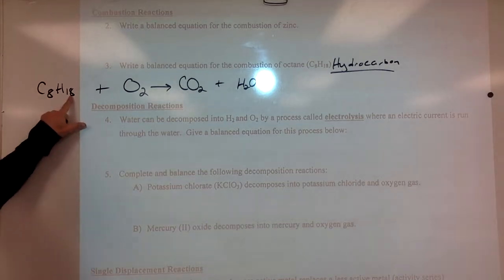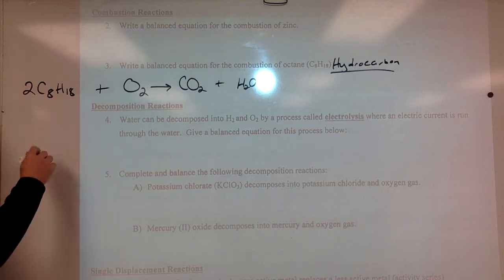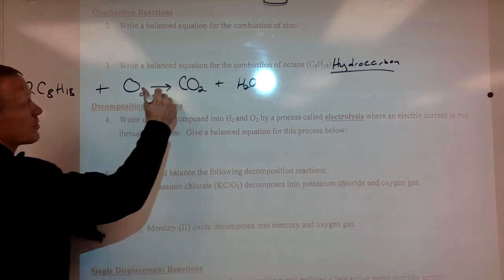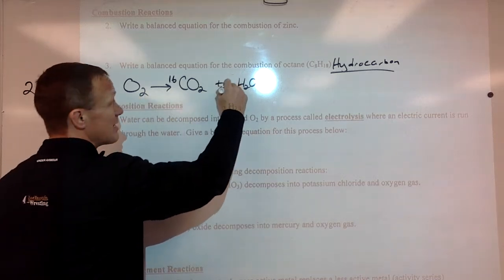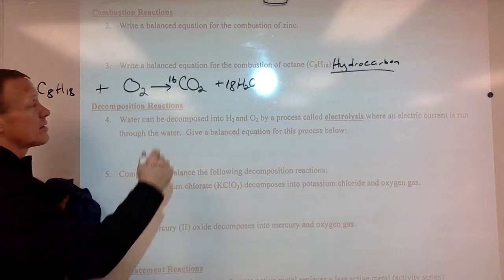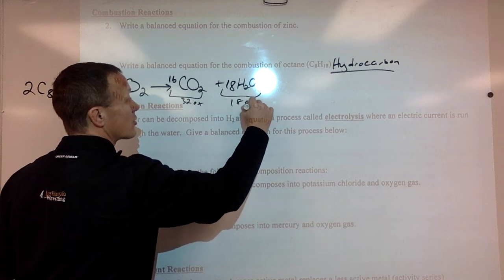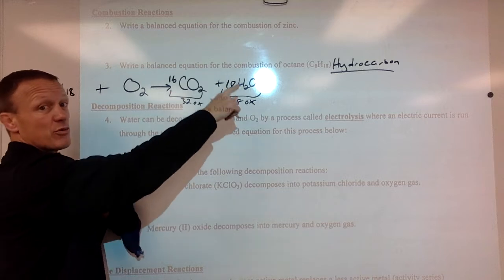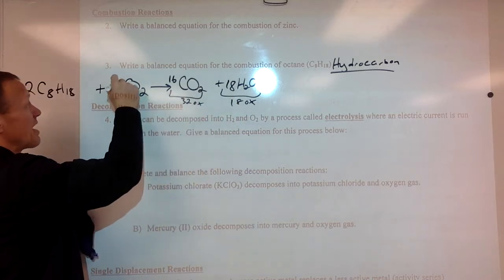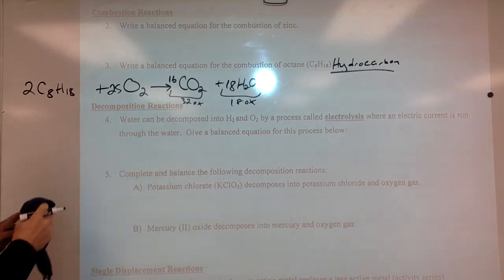A little trick here. If this number is divisible by 4, no number out in front of here. If it's not divisible by 4, double this. So we need to double this one. Makes a 2 there. 2 times 8 is 16 carbons, so we're going to put a 16 here. 2 times 18 is 36 hydrogens, so we need an 18 there. Count your oxygens. There's 32 oxygens right here, 18 oxygens right there. Add those up, that's a total of 50 oxygens being produced. So we need 25 times 2 gives me 50 oxygens on that side of the reaction. Again, hydrocarbon combustion.